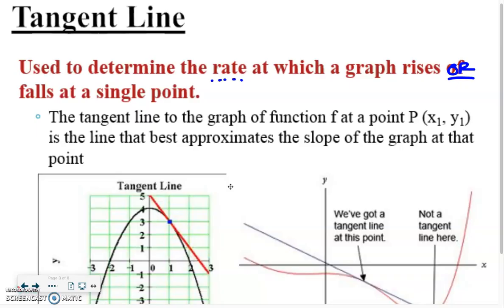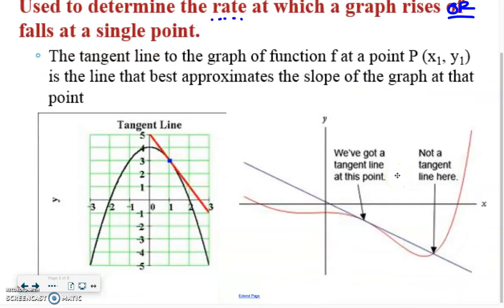We say that the tangent line to the graph of the function f at a point P, which is x1, y1, is the line that best approximates the slope of the graph at that point. What this translates to is that with our toolkit right now, we don't know how to find the slope of a curved line. We just don't. That's what a derivative is going to tell us, the approximate slope of the curved line. So we have to algebraically find those things. And that's what we're continuing to do today.